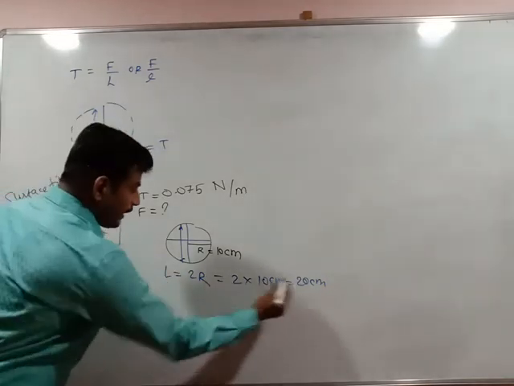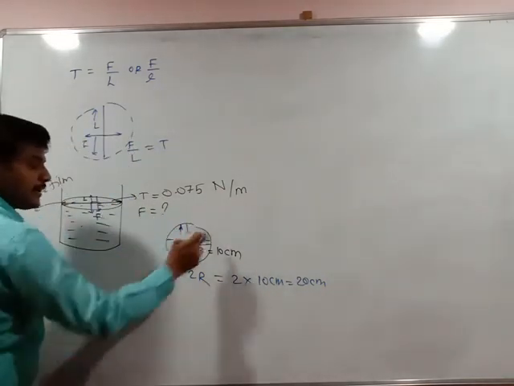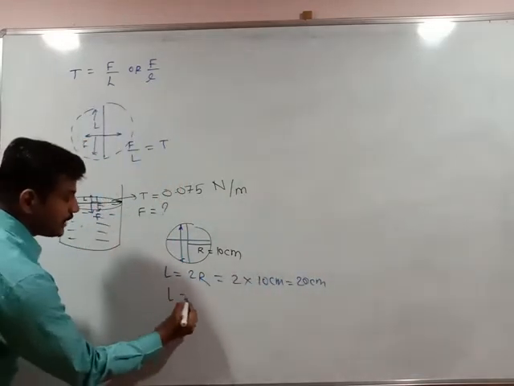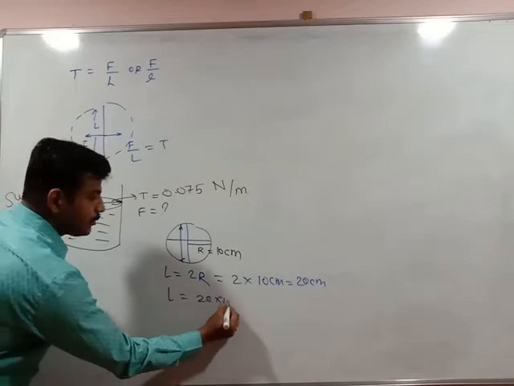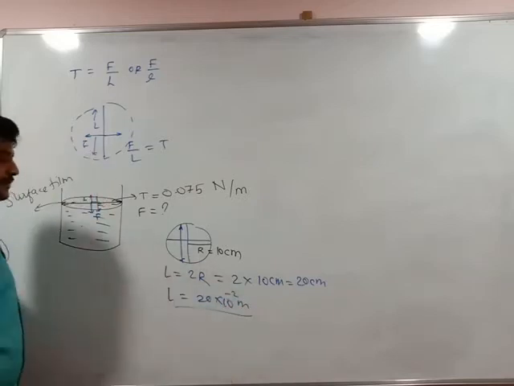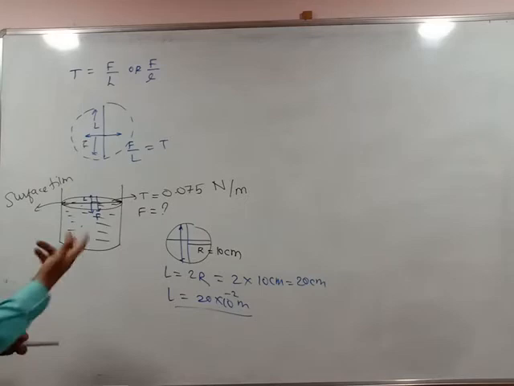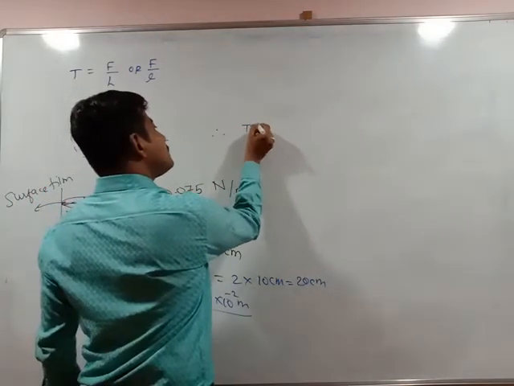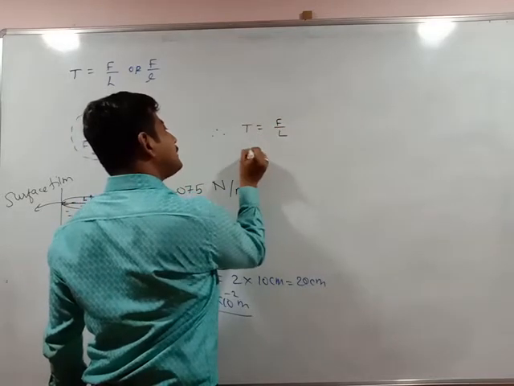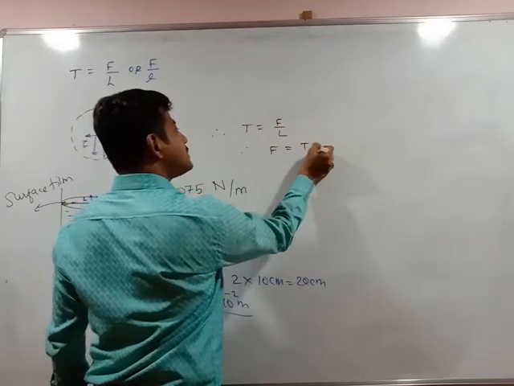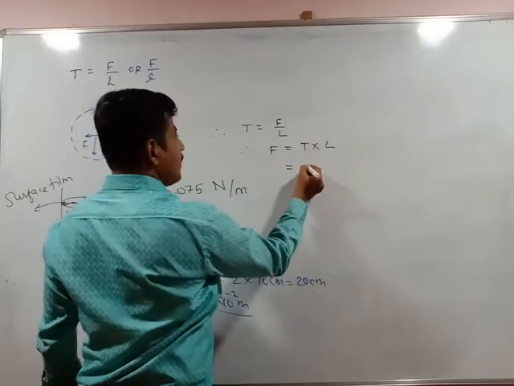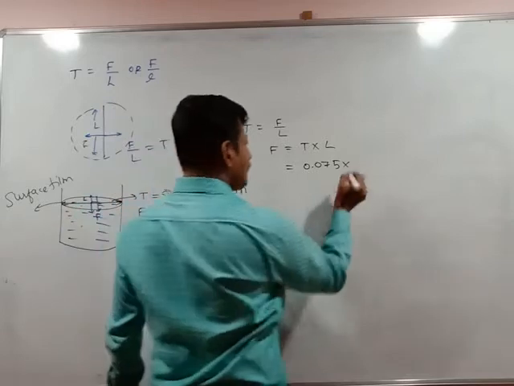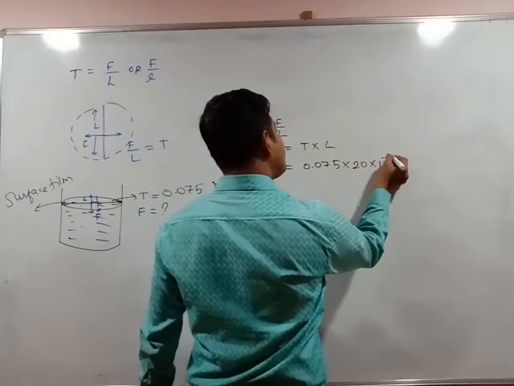So if length is equal to 20 centimeter, here tension is given in meter, so you should convert length from centimeter to meter value. So it is 20 into 10 raised to minus 2 meter. This is the length. Then find out how much force is applied per unit length. Therefore, surface tension T is equal to force acting per unit length. Therefore, force is equal to tension into length. Tension is 0.075 into length, 20 into 10 raised to minus 2.